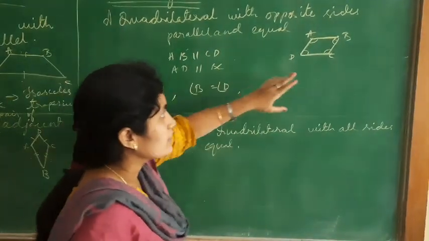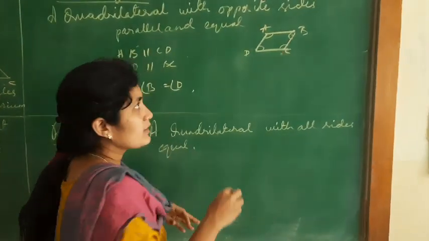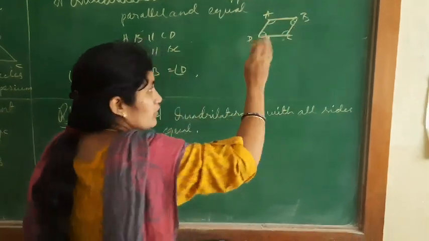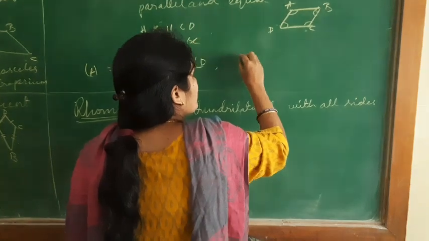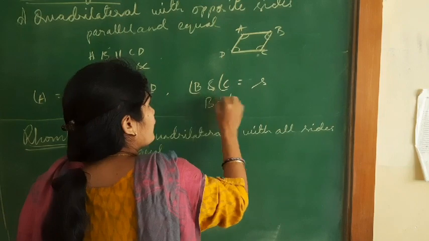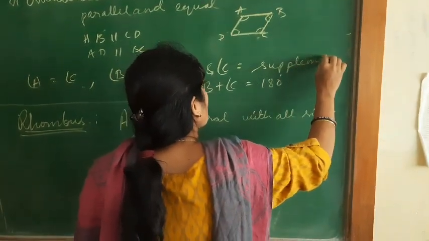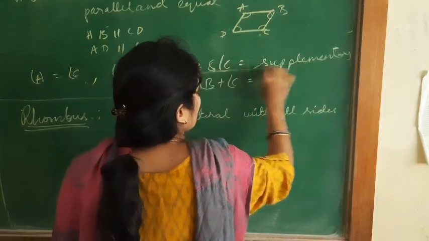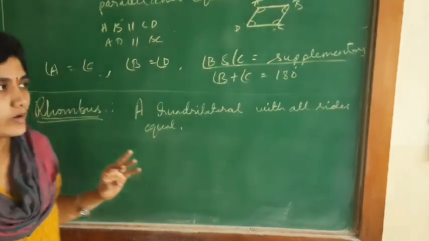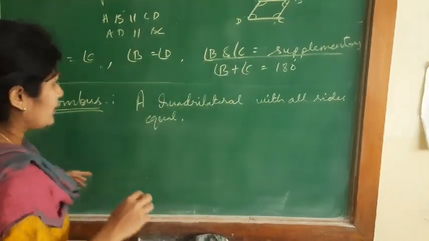And one more property is adjacent angles, or you can say consecutive angles B and C are supplementary. These are adjacent also because after B comes C, because both are called neighbors. So B and C are supplementary, that means B plus C, if you add up, will be 180. Supplementary angles give the result as 180. Complementary is 90, supplementary is 180.